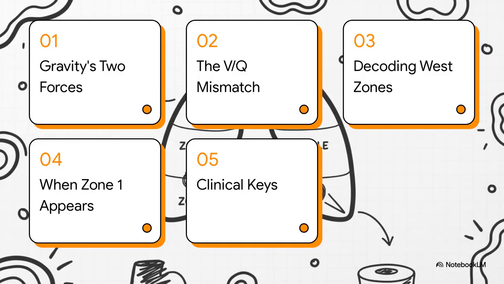So here's how we're going to tackle this. First, we'll look at the two big things gravity does. Then we'll see how that leads to this thing called a VQ mismatch. After that, we'll actually decode the three West zones, figure out where the infamous zone 1 shows up, and wrap it all up with the clinical takeaways that you really need to know.